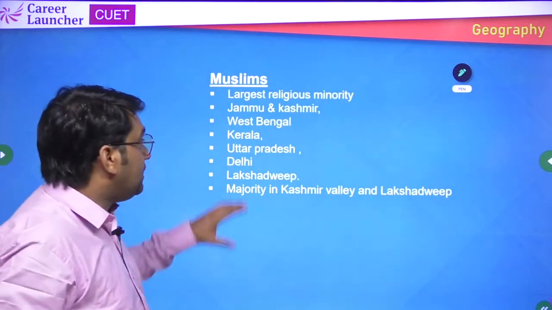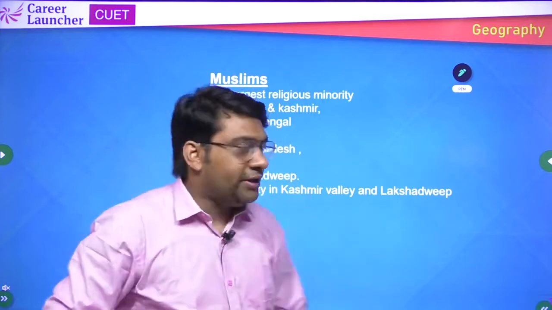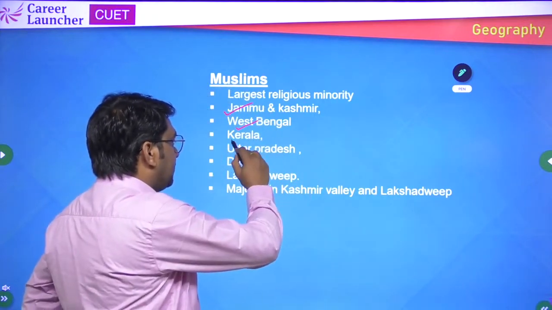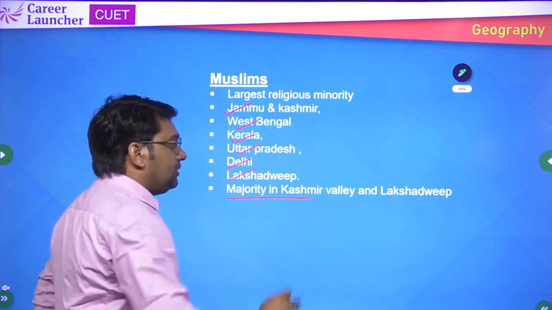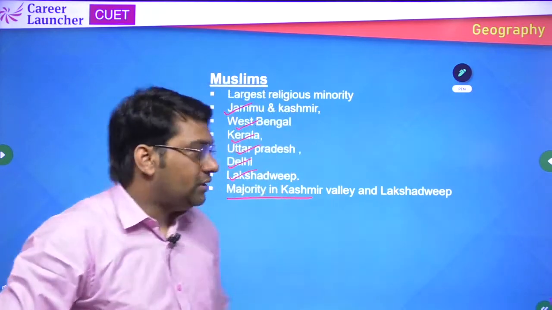Then Muslims are the largest religious minority in our country. And you will see the states like Jammu and Kashmir, West Bengal, Kerala, Uttar Pradesh, Delhi, Lakshadweep, and majority in Kashmir Valley and Lakshadweep. These are the places where a population of Muslim is very good.